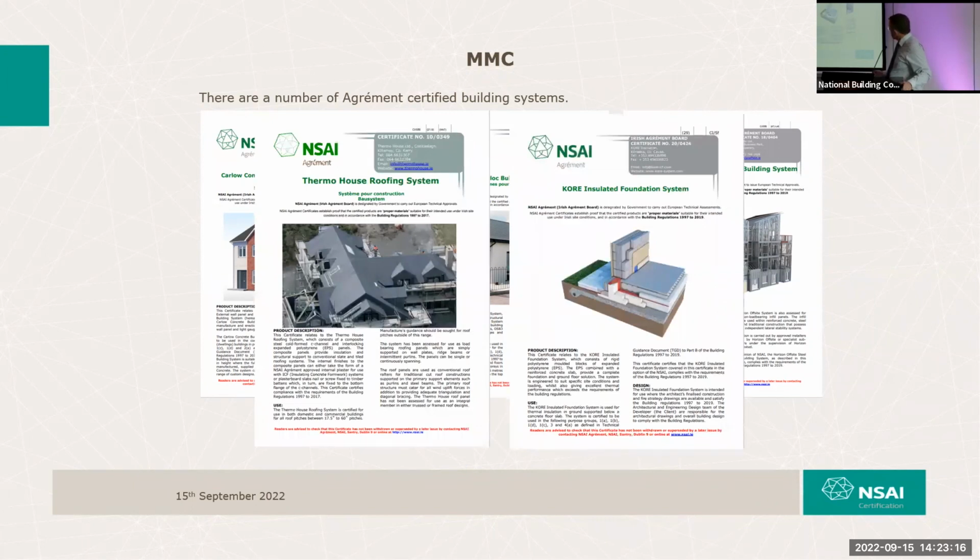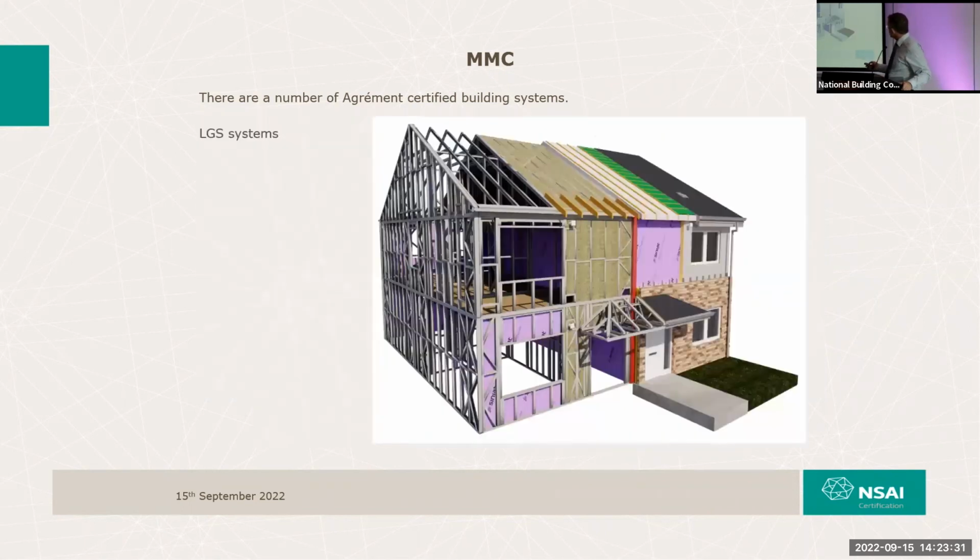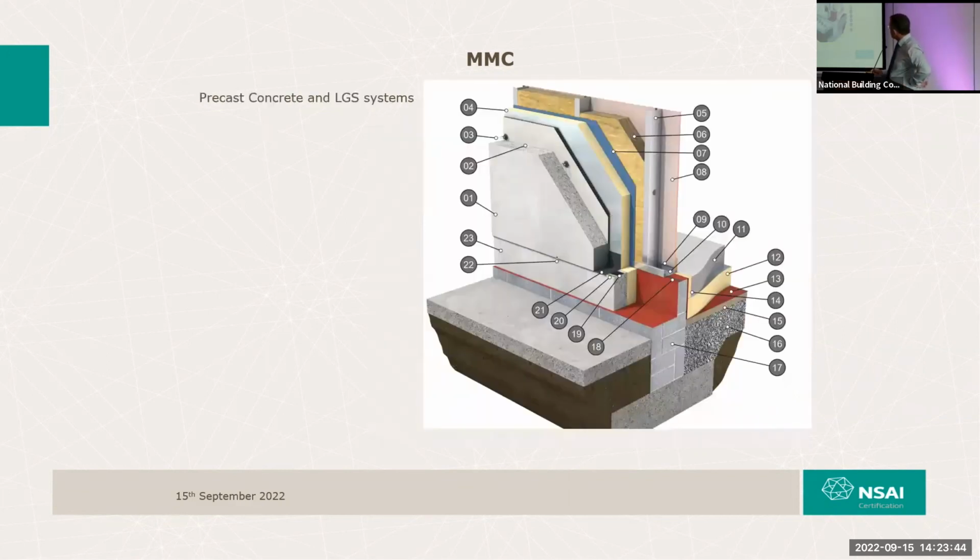It's just another example of this. Here is a modern method of construction roof using light gauge steel encapsulated in grey EPS, and then the core insulated foundation system giving very low U values. So as I said, we've got light gauge steel systems, which are panelized, a bit like timber frame without the shrinkage. We have a precast concrete system there with a light gauge steel inner leaf as a new and innovative method of construction.